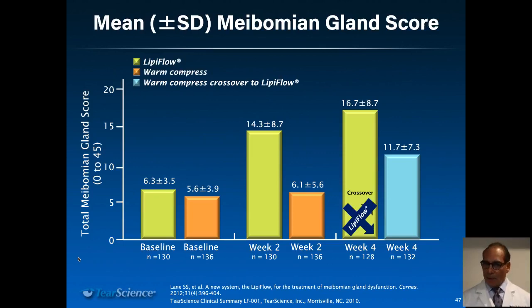So they did the LipiFlow on that group, and their gland score also went up. You can see on that last one is 11.7. So remember, they started at 5.6, and 2 weeks later, after doing the LipiFlow, they went all the way up to 11.7. So again, basically double. Okay. So the point is, the number of glands that you have working will generally increase from 2 to 3 times once you have the LipiFlow treatment.